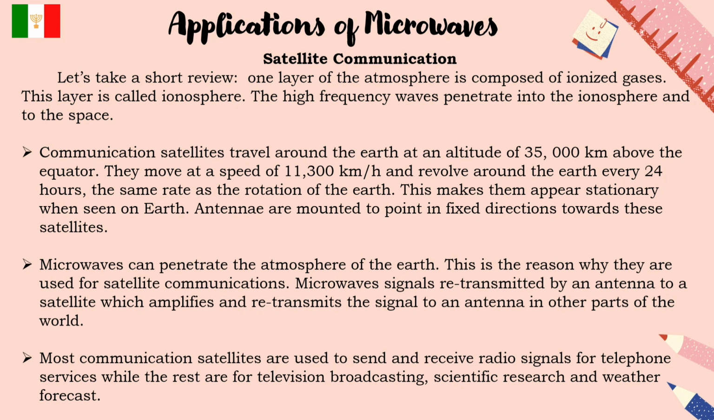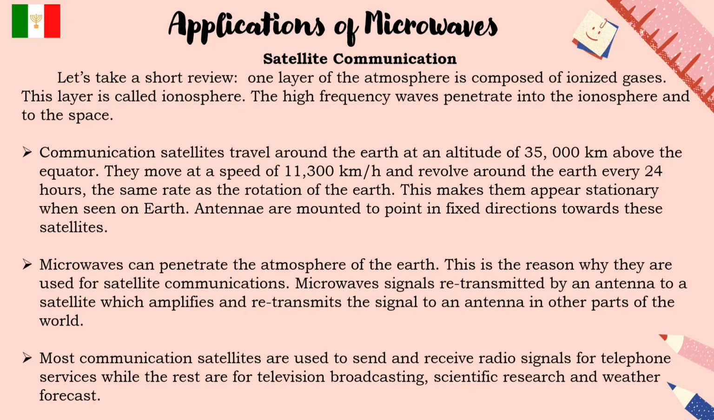Next is the satellite communication. We know for a fact that radio waves travel in a straight line. Why then are we able to receive messages or information from other parts of the world? First, let's take a short review of some facts we learned in Earth science. One layer of the atmosphere is composed of ionized gases, and this layer is called ionosphere.